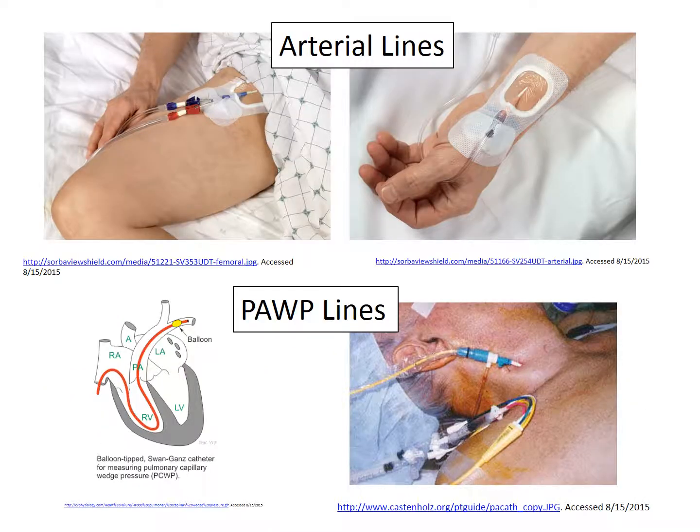On the top row are pictures of an arterial line inserted into the femoral artery and into the radial artery. The bottom row of pictures shows the insertion of a pulmonary artery wedge pressure line, also called a pulmonary capillary wedge pressure line. In this case, the line is inserted into the large veins in the neck.